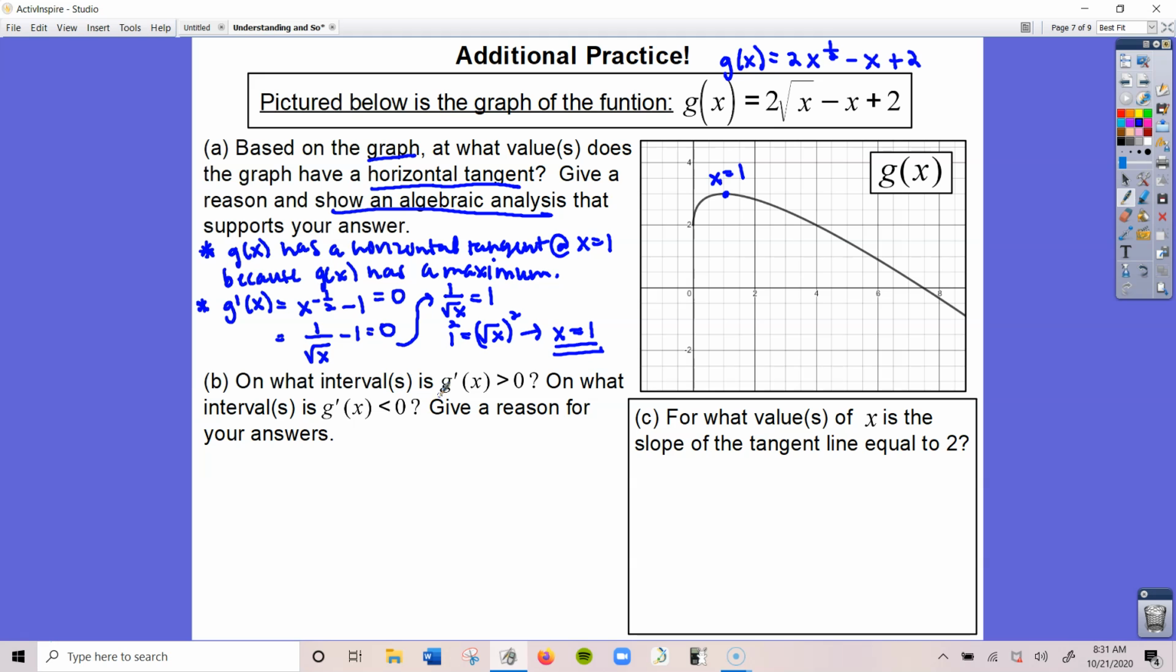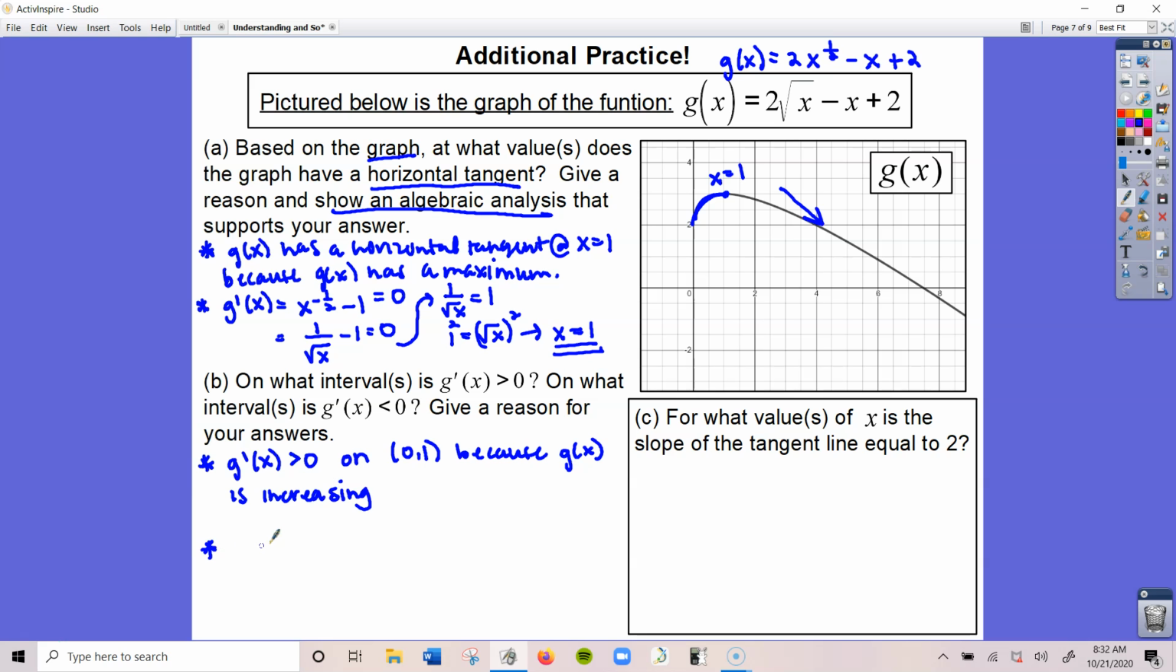Now, on what intervals is g prime of x greater than 0? On what interval is g prime of x less than 0? And we're going to give a reason. So here we're just going to use the graph because it's the easier of the two. G prime of x is greater than 0 when my function is increasing, which is in this section right here, because then it decreases the rest of the time. So we would state g prime of x is greater than 0 on the interval 0 to 1 because g of x is increasing.